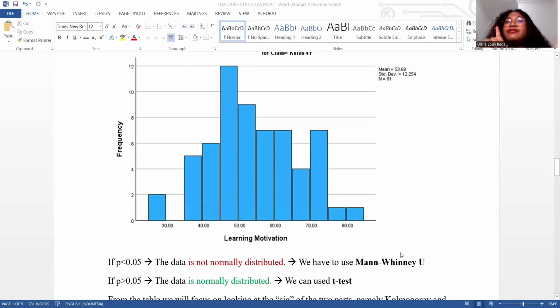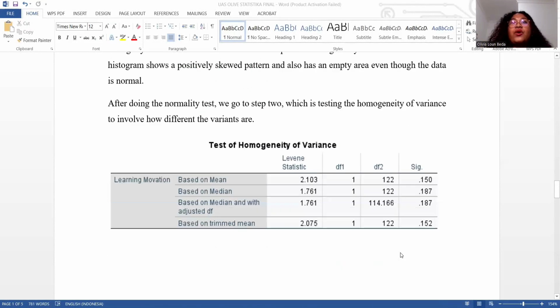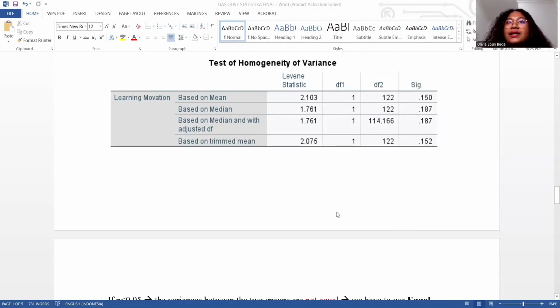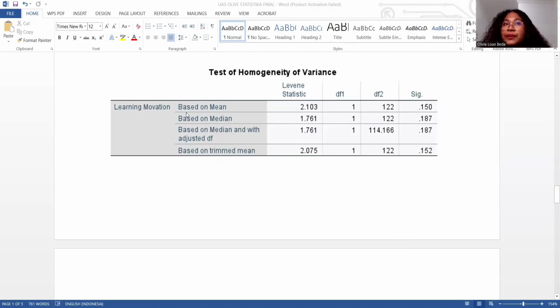After we complete the first rule to use the t-test, we have to do the test of homogeneity of variance. Here, we only focus on the mean, learning motivation based on the mean, because we want to compare the means, right? Here we focus on the mean side.